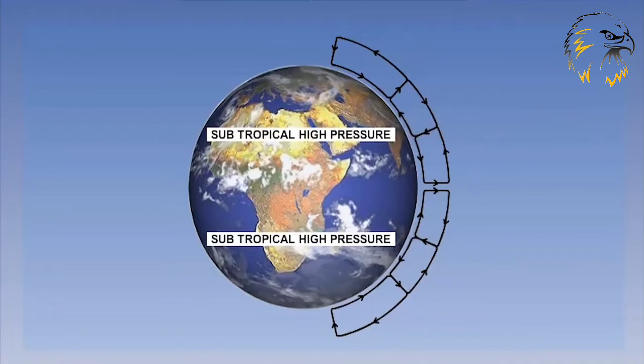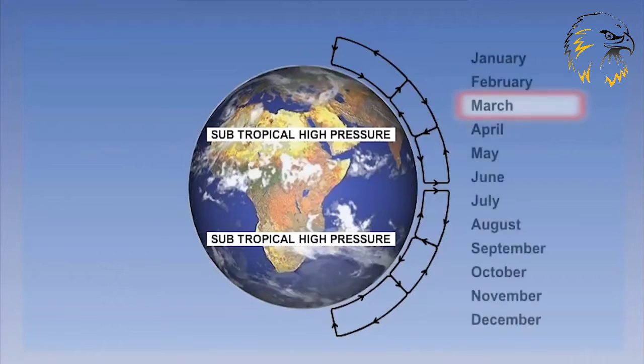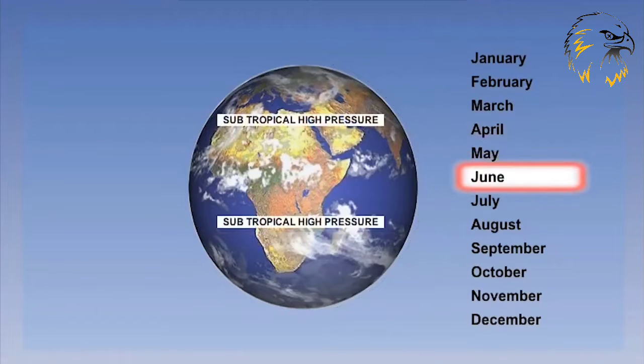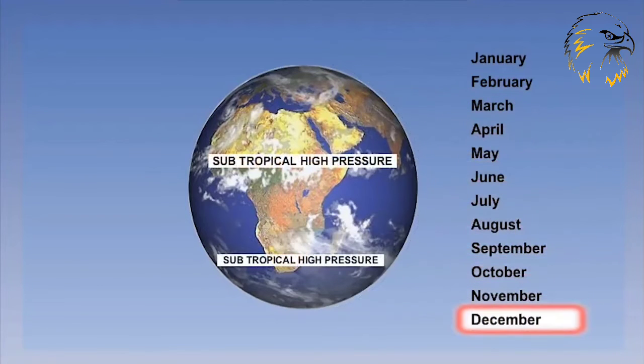These high pressures form two bands around the Earth, from about 20 degrees latitude to about 45 degrees latitude. They form what is known as the subtropical oceanic high pressure belt. This belt will move north and south with movement of the sun, moving to higher latitudes in summer and lower latitudes in winter.